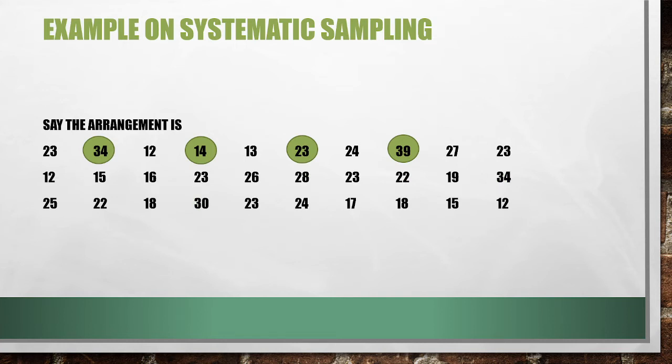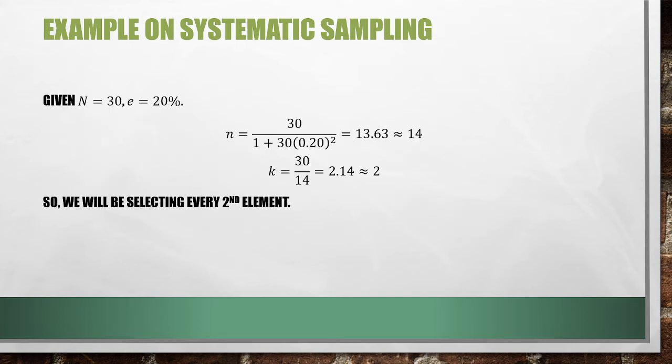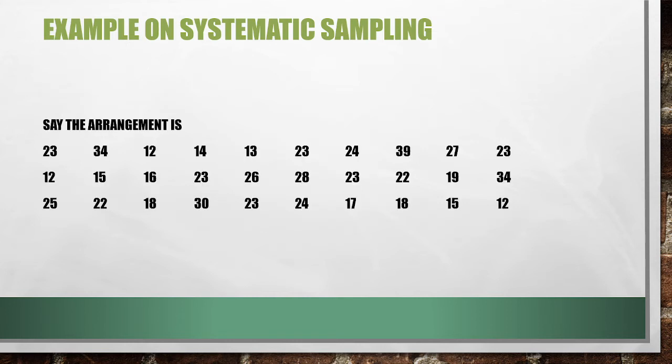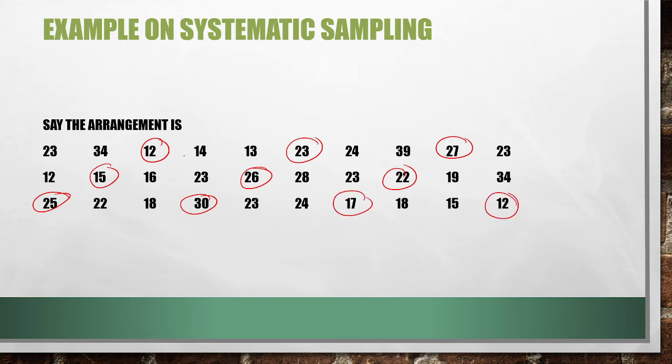But going back to this example, say instead of 2, we round this up to 3. So we have here 3. So what we can do here is we will be selecting every third individual in this sampling. So we count 1, 2, 3, then 1, 2, 3, and so on. So as you can see here, we have 1, 2, 3, 4, 5, 6, 7, 8, 9, 10.